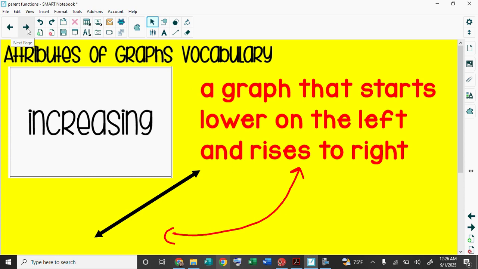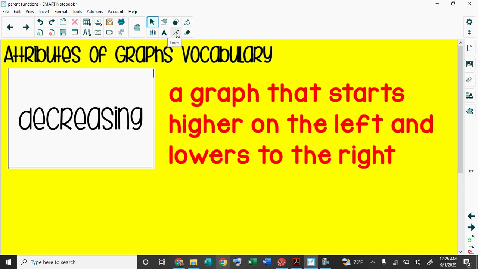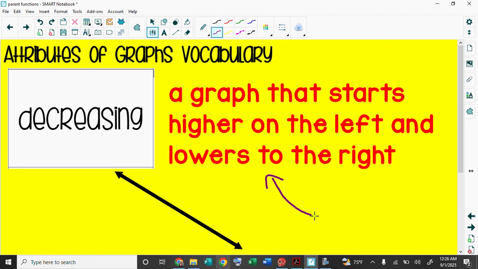So now, after increasing is decreasing. A graph that starts higher on the left and lowers to the right. Higher on the left, lowers to the right. This one is going to be something that goes like that. That is decreasing. Make sure you get the words, a graph that starts higher on the left and lowers to the right. And you have your examples of your graphs. Remember, you can write on the underside of those tabs.